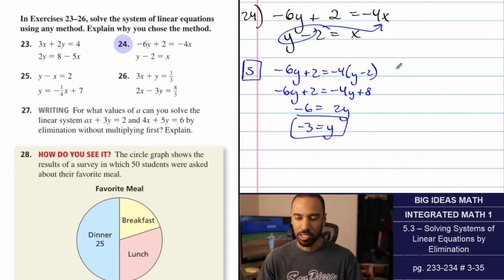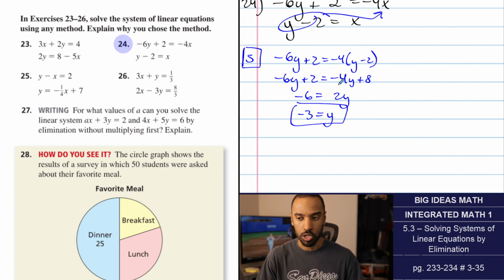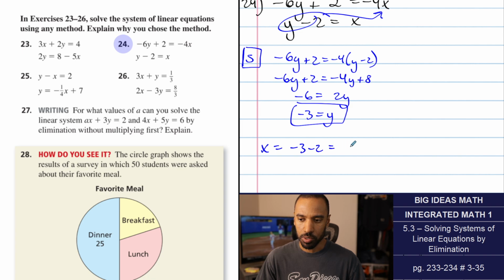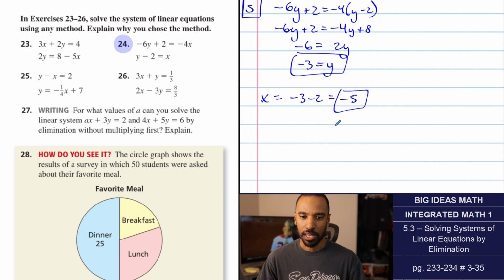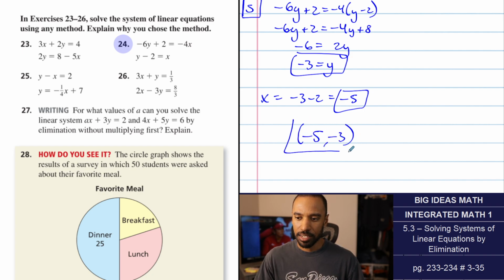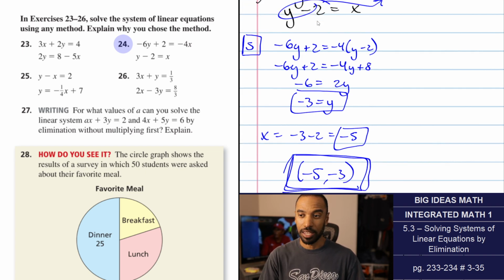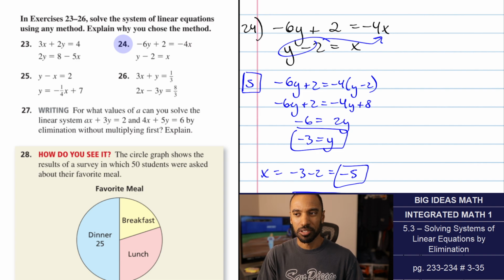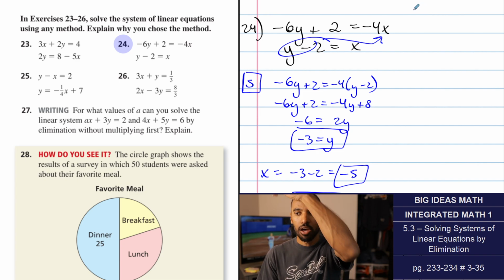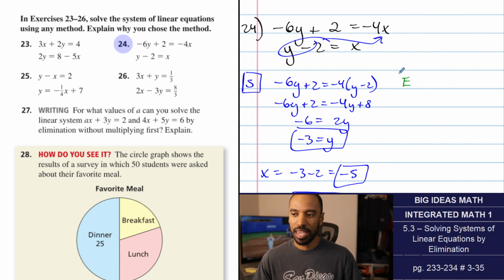What's nice about this is x is already by itself. Here's the substitution thing. Here's what I like about it. X equals y minus 2. So negative 3 minus 2 is negative 5. Now our ordered pair will be negative 5 comma negative 3. So given that x was already isolated, or it would have just taken one step to isolate y even, I really like substitution there. See, this isn't yet in standard form. And although it's not in standard form, it still has variables on their own sides of the equation.